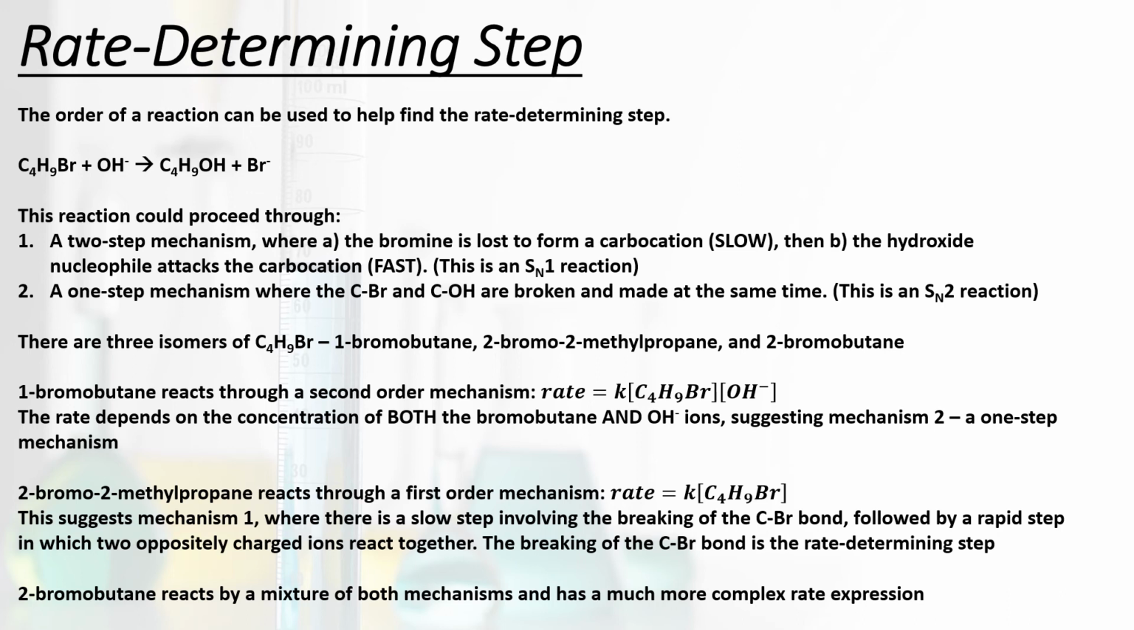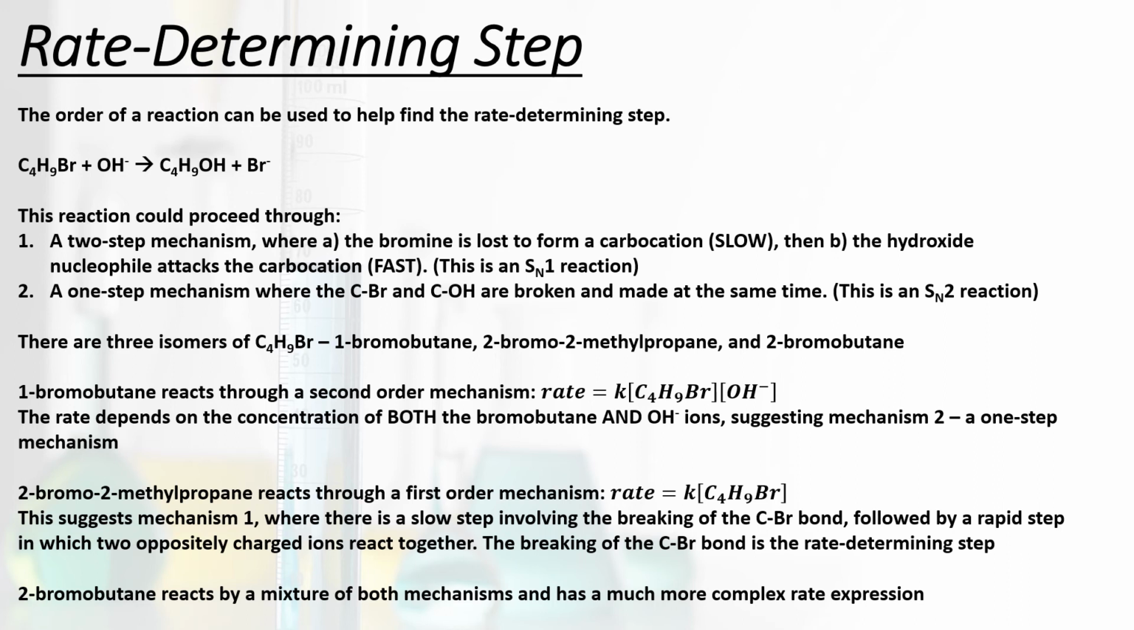The 2-bromo-2-methylpropane actually reacts through a first-order mechanism. So the rate is equal to k times the concentration of the bromobutane. And this suggests mechanism 1, because remember, only the species in the rate equation are going to be the ones that affect the rate, because they occur before or during the rate determining step. And so this suggests mechanism 1, where there is a slow step.